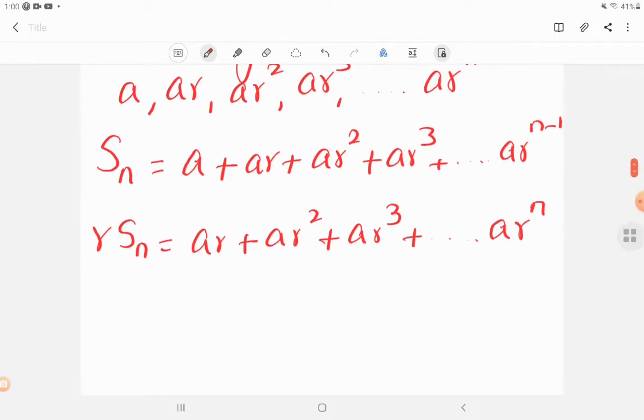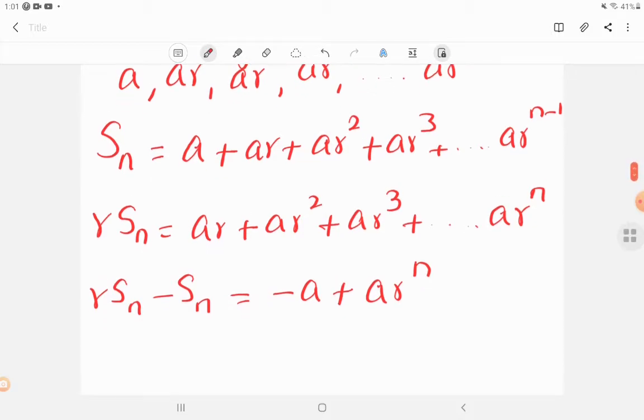Now we subtract the first equation from the second one, so we subtract rSn minus Sn. What do we get? We're only left with minus a plus ar to the power of n, because all the other terms get cancelled: ar minus ar is 0, ar square minus ar square will be 0. So we're just left with the term minus a plus ar to the power of n.